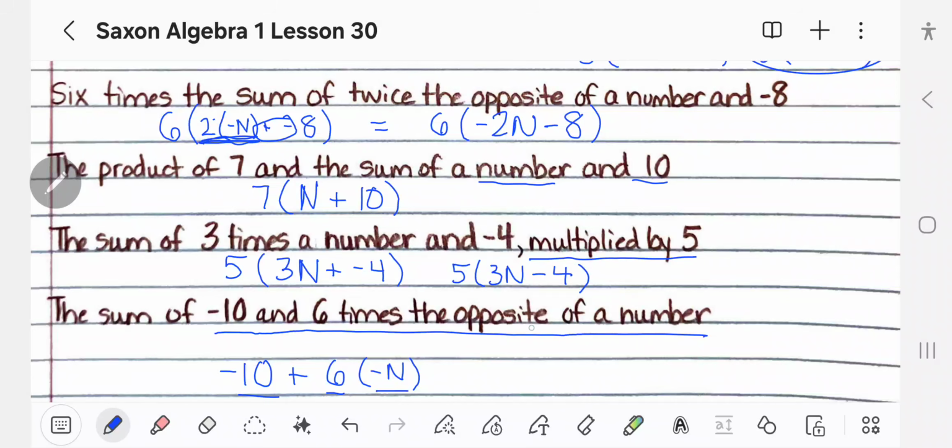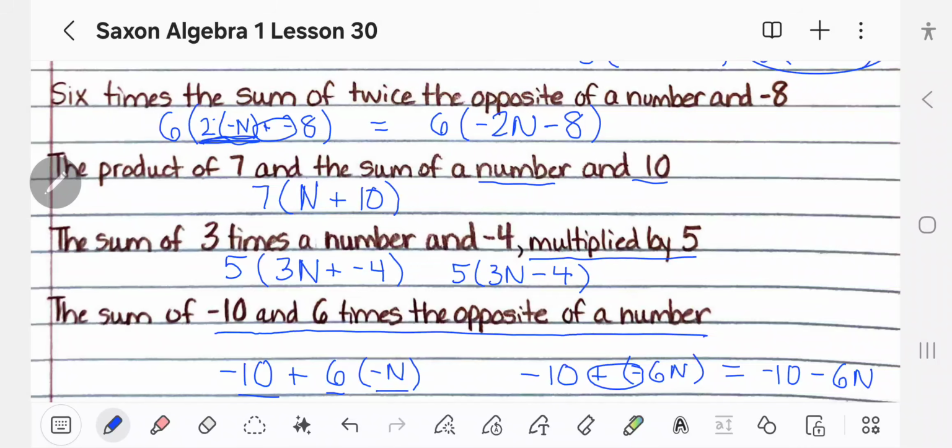Now, that could be simplified. That could also be rearranged. I'm going to simplify it here. I'm going to say -10 plus, and then that would be a -6n if I multiply that, which would be the same as -10 minus 6n, because you're adding the opposite, which is like a subtraction.